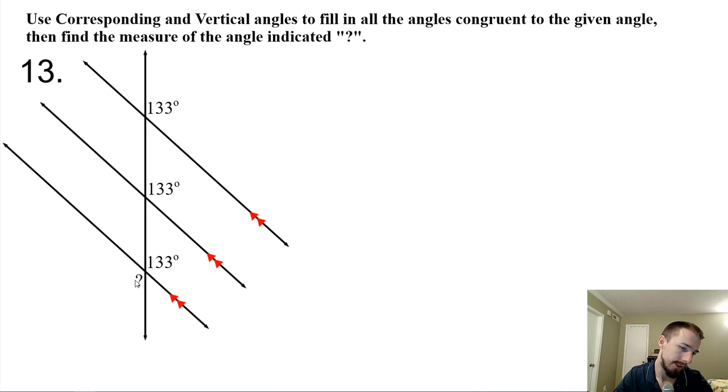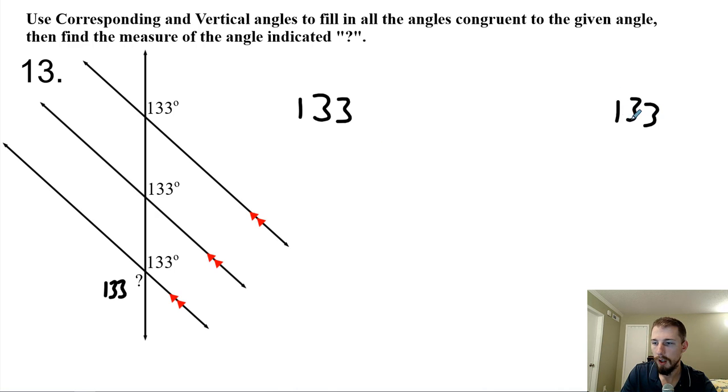Now we can see that these are vertical to each other, so they have to be congruent. So if this is 133, it means this angle here has to be 133 as well. So that's your answer, and you can just write it over there if you want. And that should be one of the answers on the answer bank as well.